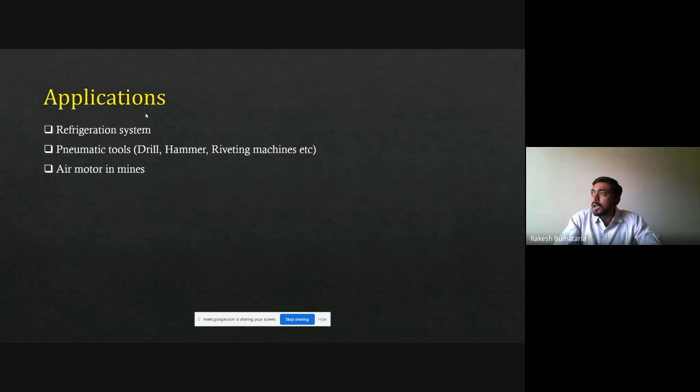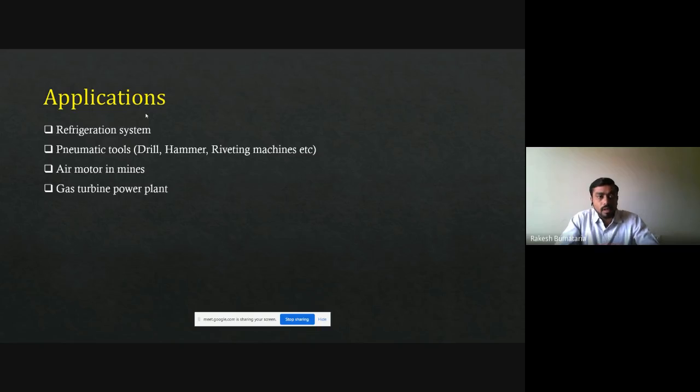Air motors in mines is a very popular and important application of air compressors. In coal mines, if we use an IC engine to run the instruments for mining work, there is a chance of high hazard due to combustion of conventional fuel like petrol or diesel. So we cannot use an IC engine there. Another option is an electric motor, but due to electric sparking there is also a chance of high hazard. So in most coal mines an air motor is used to run the devices, and for running the air motor we need a compressor.